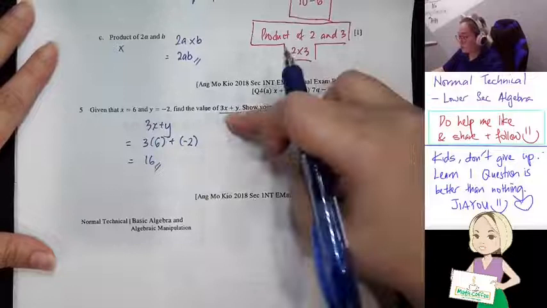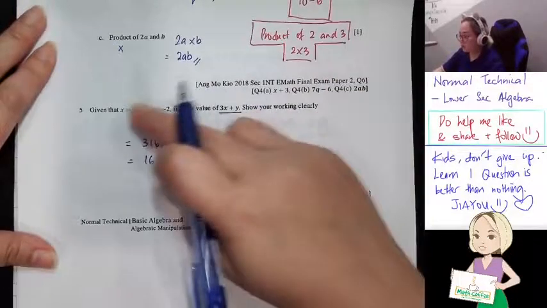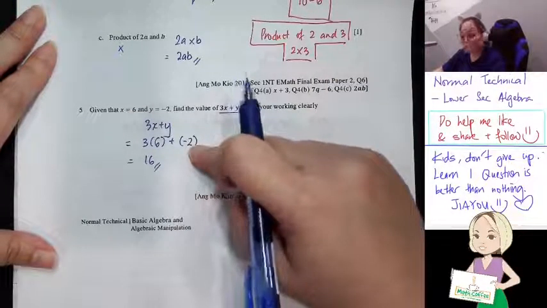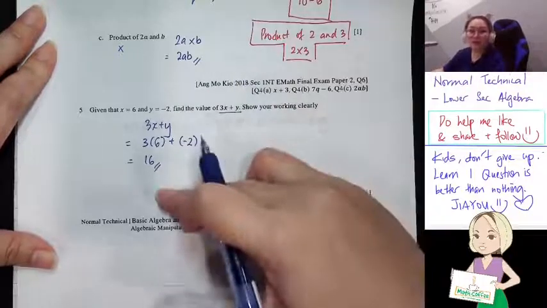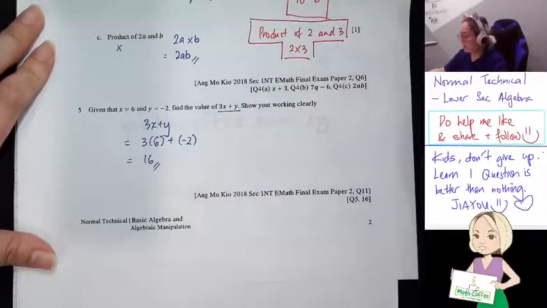So just replace the alphabet with brackets, throw in the numbers that they ask you to substitute in, and then just press the calculator and you can get the answer.